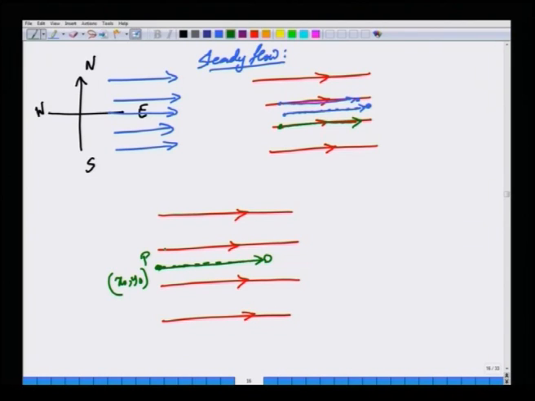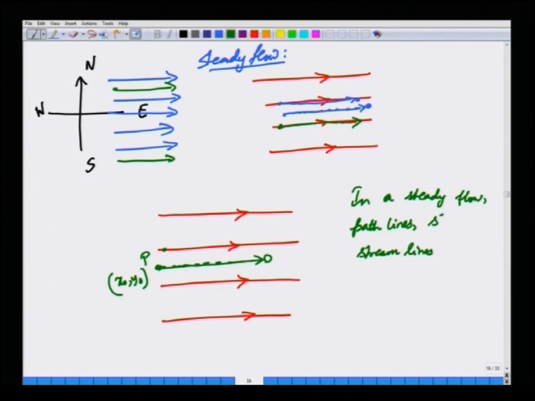You can draw another streamline here also, because the streamlines are completely parallel in this simple example, because the velocity vectors are completely parallel to each other. So, in a steady flow, the path lines, streak lines and streamlines will merge. They will be identical.